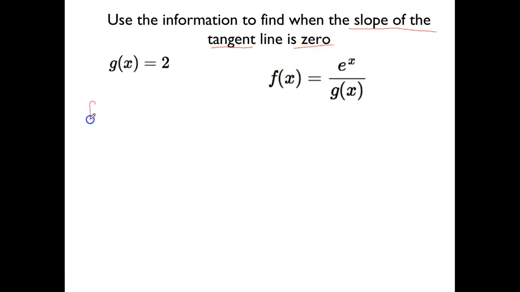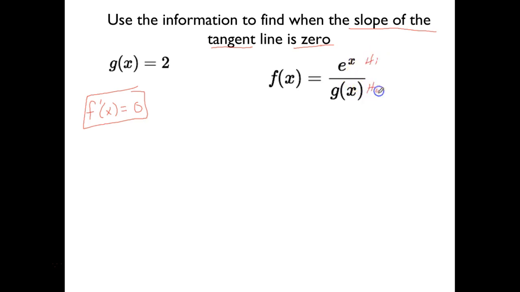So let's write what we're doing here. We're going to take the derivative of f, and we're going to set that thing equal to 0. Okay, that's my end goal. Okay, let's actually do that. Here's f. Let's take the derivative.